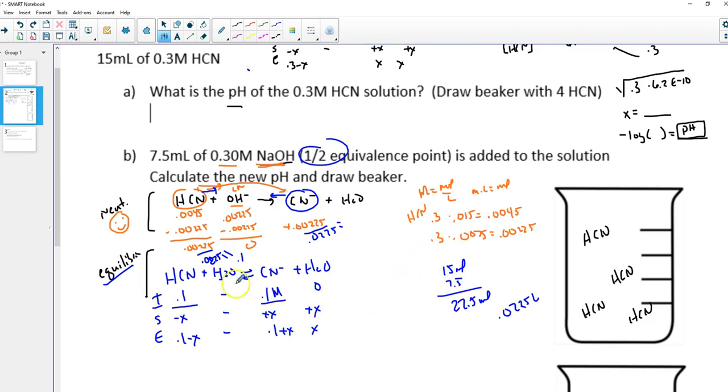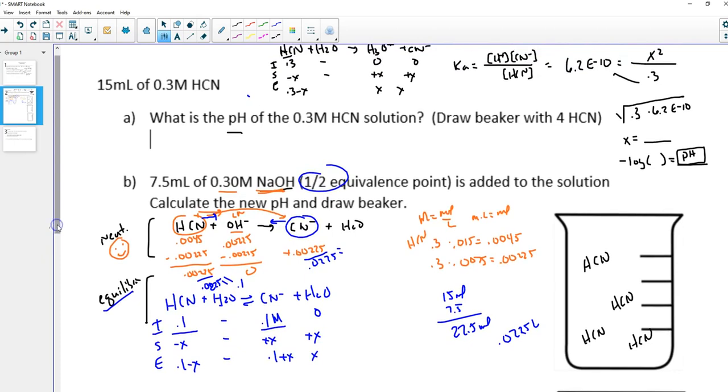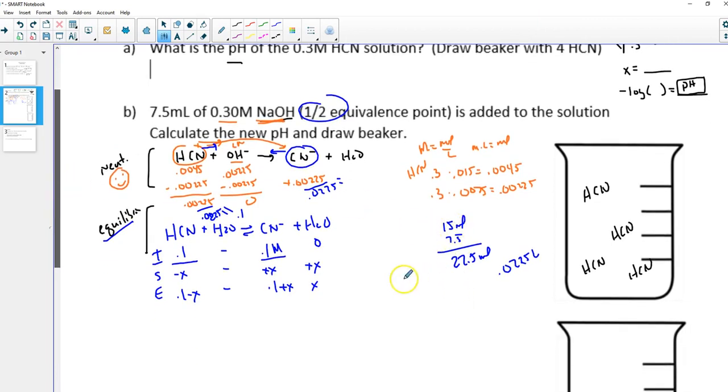I have my same expression as above. I'm going to plug in and solve for x. My Ka value is 6.2 e to the negative 10th. Now keep in mind that I have equal concentrations of acid and base. My acid is extremely weak. It's not able to use this 0.1 to push very hard. So this guy pushes a smidge, and this guy, therefore, must be pushing much harder. This thing is going to be basic.